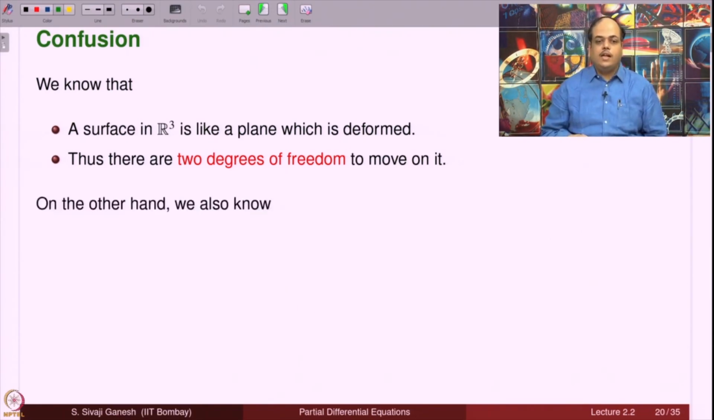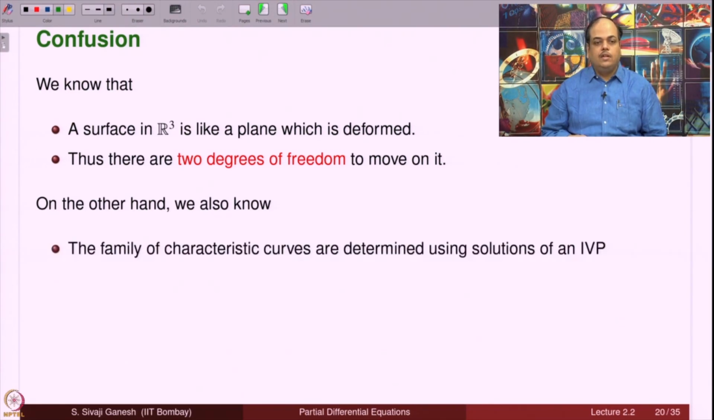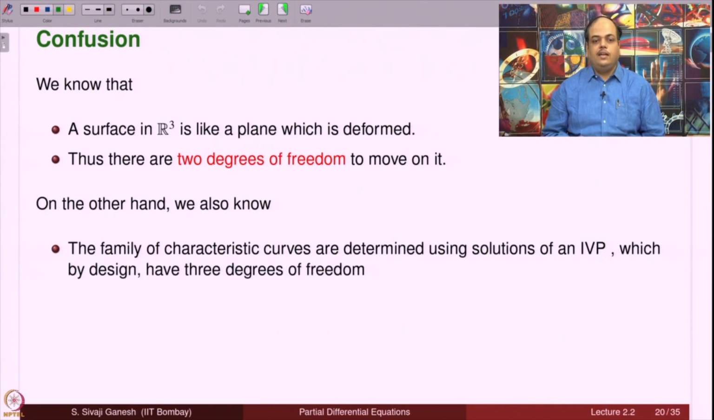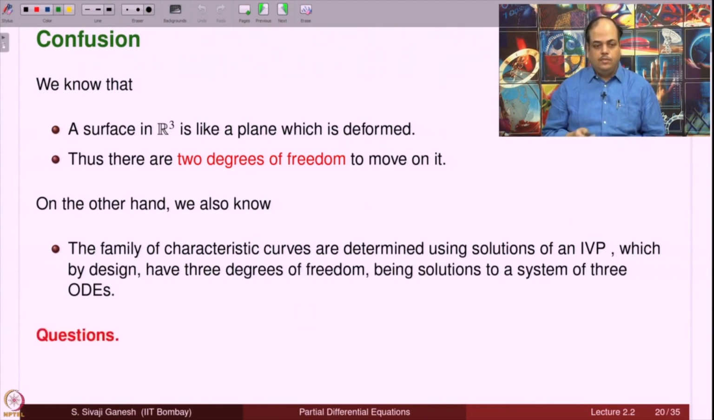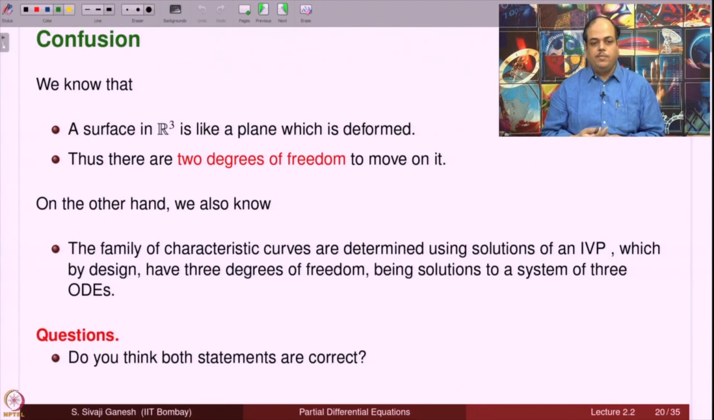On the other hand, we also know the following: the family of characteristic curves is determined using solutions of an initial value problem, which by design has 3 degrees of freedom, because it is a system of 3 equations, being solutions to a system of 3 ODEs. Now a question: do you think both statements are correct? The answer is yes, both are correct. Are they contradictory?